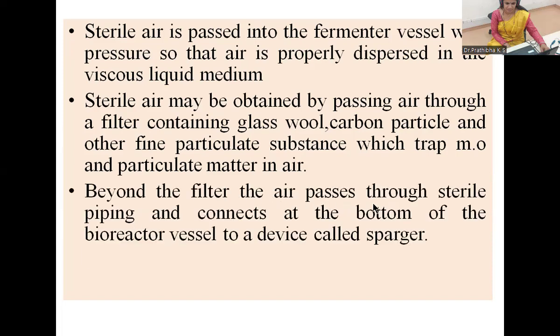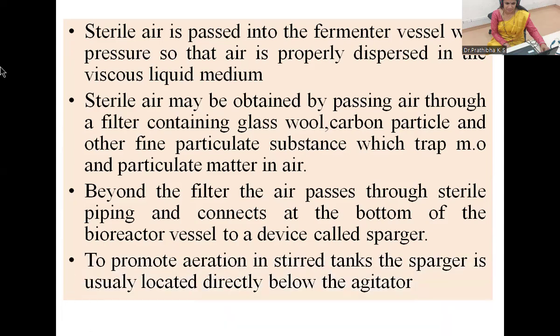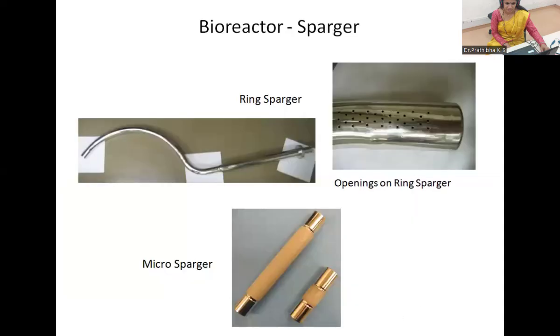Beyond the filter, the air passes through the sterile piping and connects at the bottom of the bioreactor vessel to a device called the sparger. To promote aeration in stirred tanks, the sparger is usually located directly below the agitator, at the bottom of the fermenter vessel. You can see some of the spargers here.